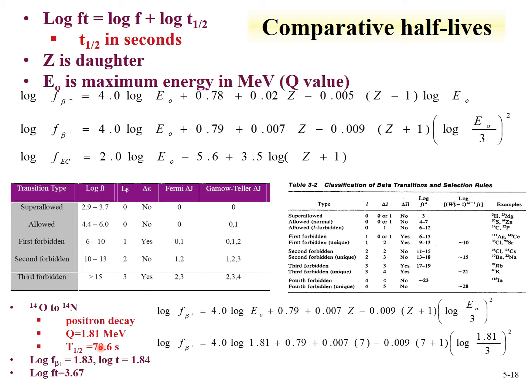T is 70.6 seconds. Log of that is 1.84. I get a log Ft value of 3.767. And that fits into a super allowed category, or over here, a super allowed between an allowed category. So from this transition, we would see that this decay is a fairly allowed decay.